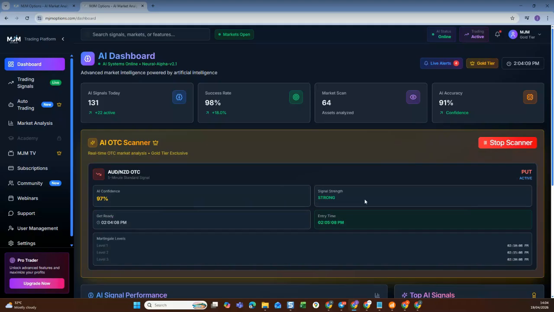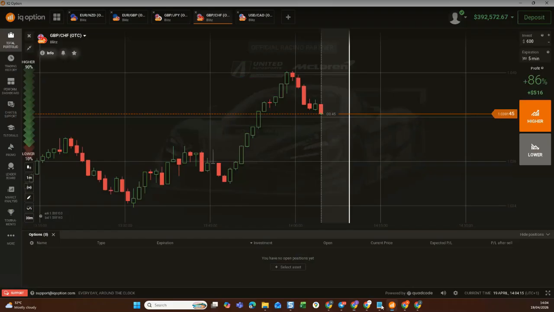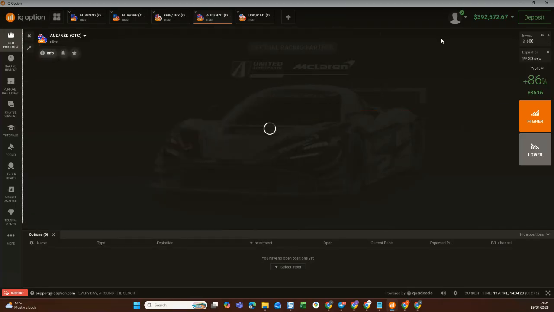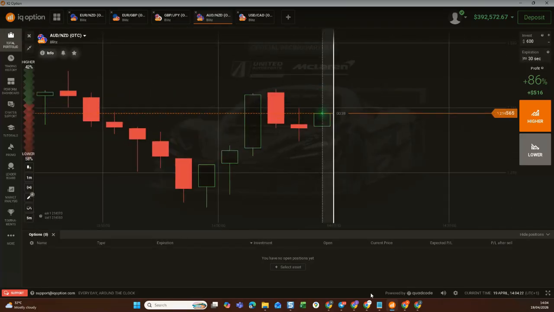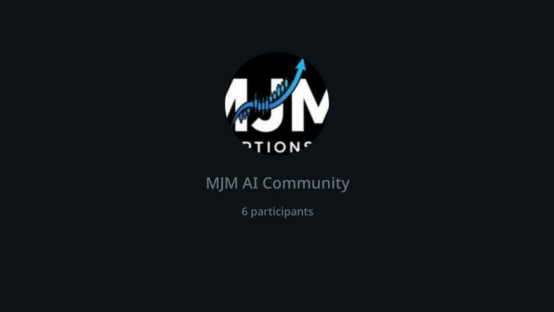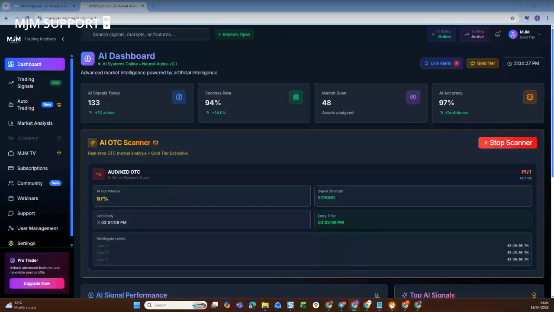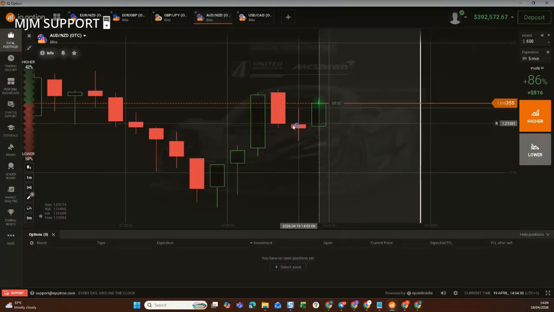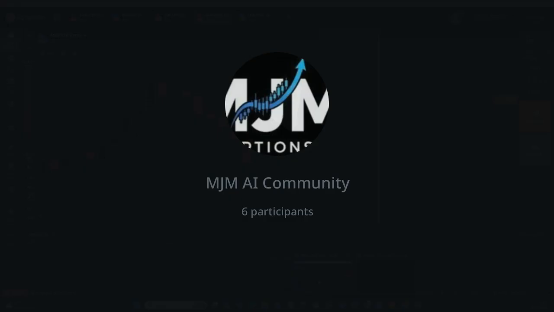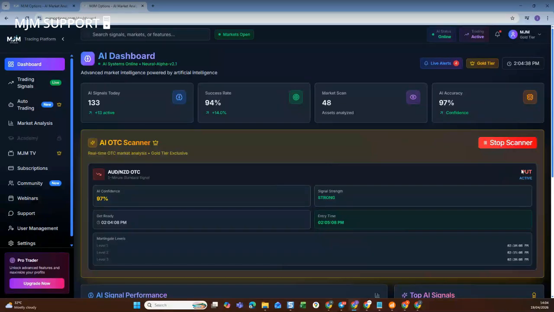97 and strong. So what we do, the pair is what? AUDNZD. So we come here, then we search AUDNZD and we click. And then the next thing is to check how many minutes we are trading it for. 5 minutes standard signal. So we come here and we adjust that to 5 minutes. The next thing is we check the direction. Direction is put, so that means we are selling.